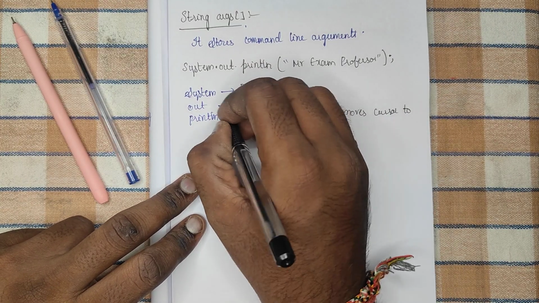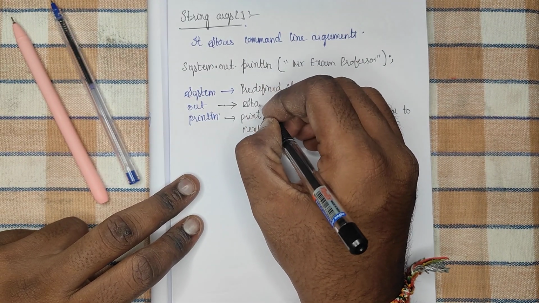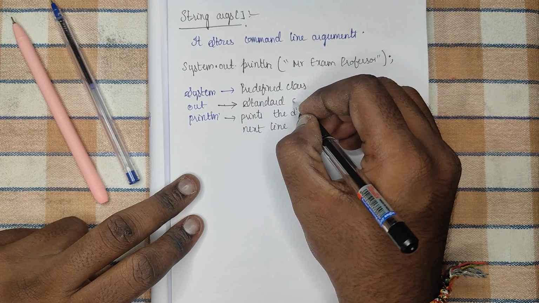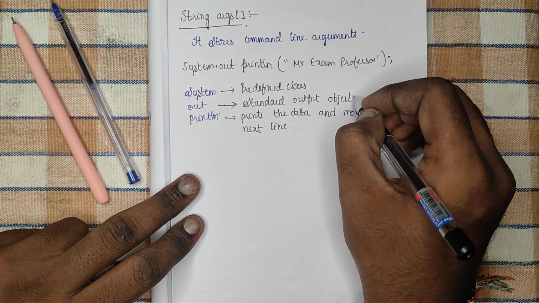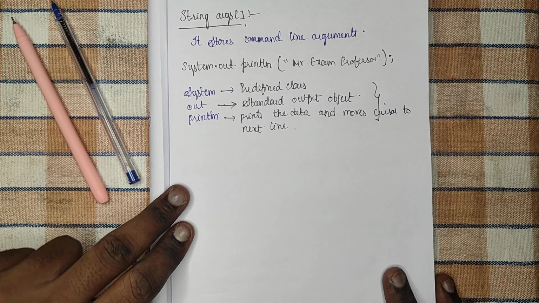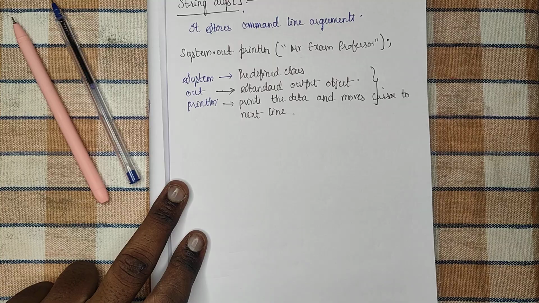Oh, I forgot to say about out. I'm so sorry. Out is the standard output object. So these are three words, and I have given the meaning of the three words too.